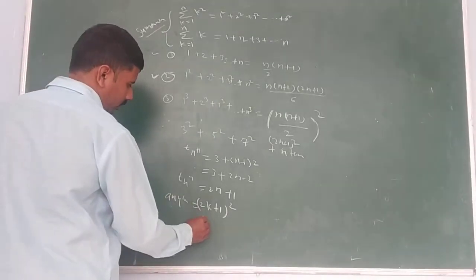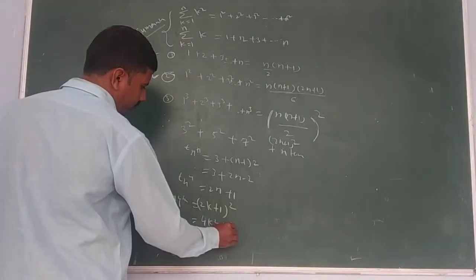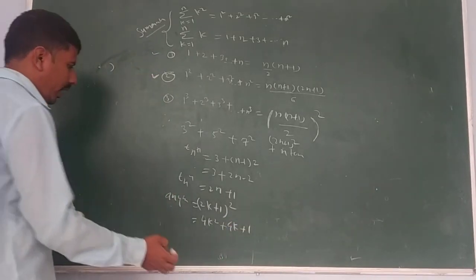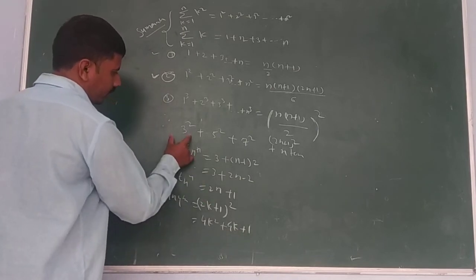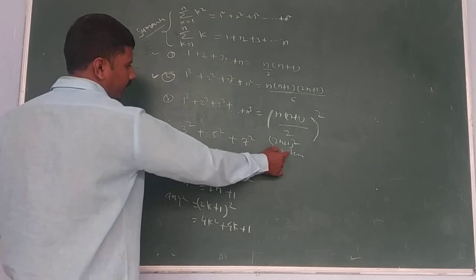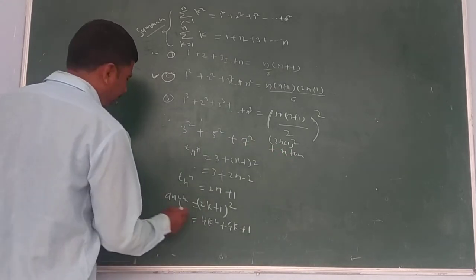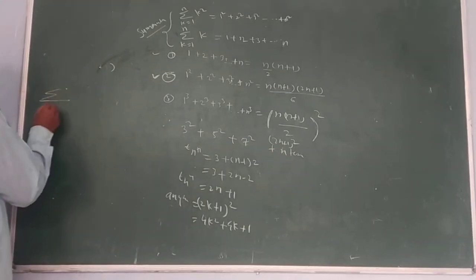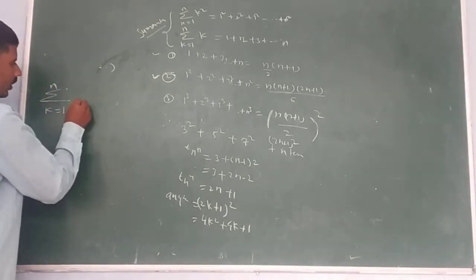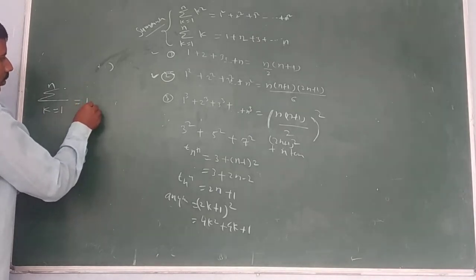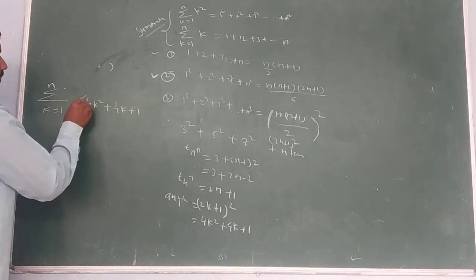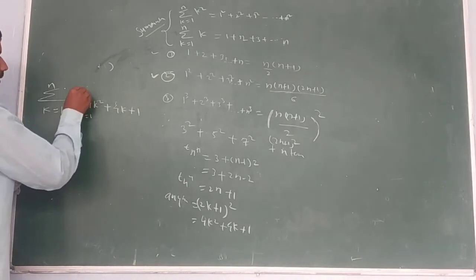So 4k square plus 4k plus 1 will be there after expansion. We have to add this. This is the formula of any term. If you put 1 here, you will get the first term, second term, 7th term and nth term also. So we have to add such terms starting from k is equal to 1 to k is equal to n. It will be 4k square plus 4k plus 1.